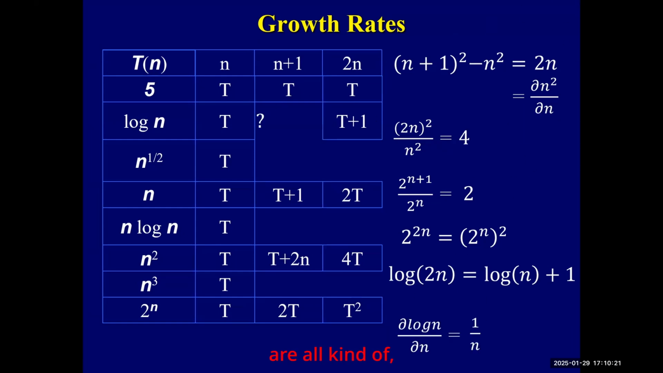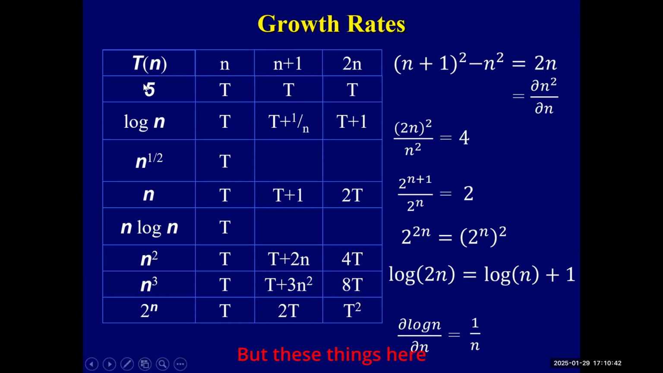And the others are kind of weirder. Everybody good? But these things here are giving you the relationship between input size and running time. So the question is, let's say you have an input this big and you run it and it takes you a minute. Now I'm saying, if I make your input 1 bigger, what is it going to do to me? If I double the size of the input, what is it going to do to me?